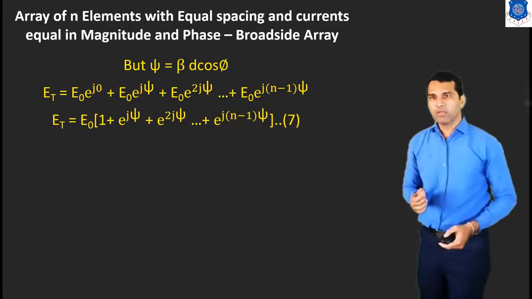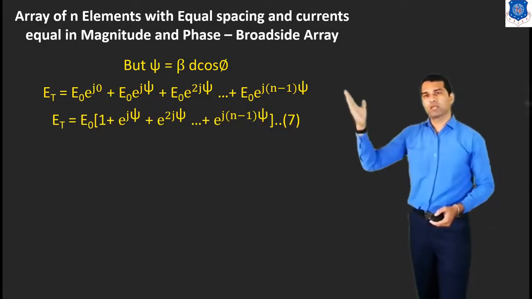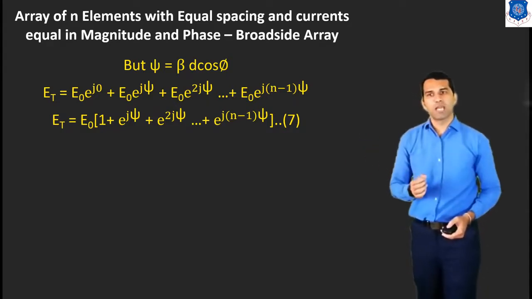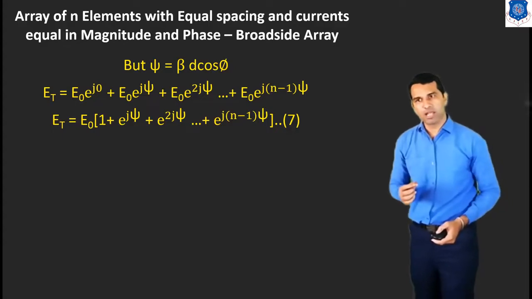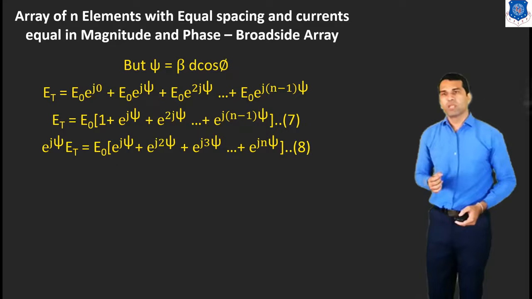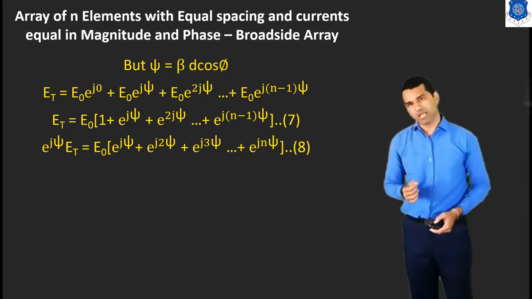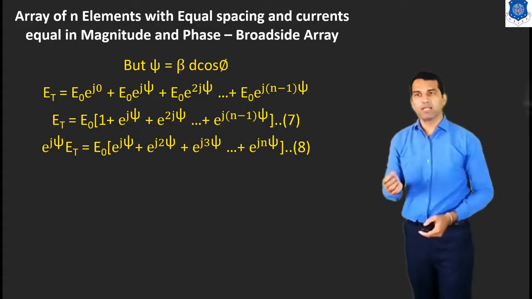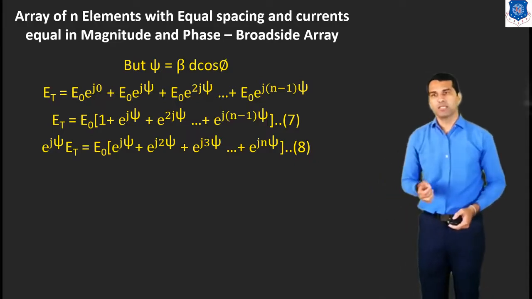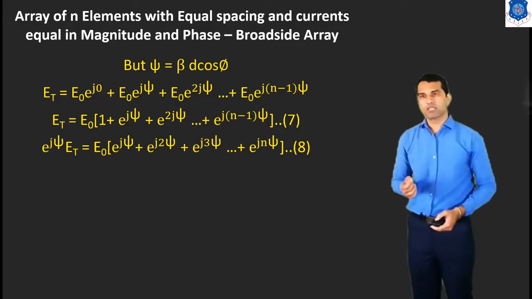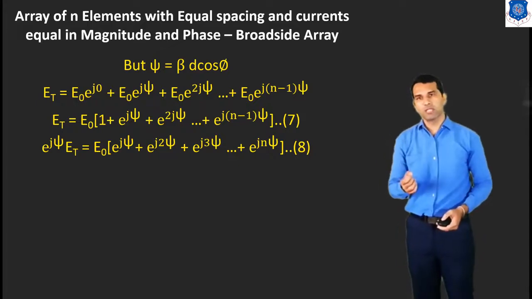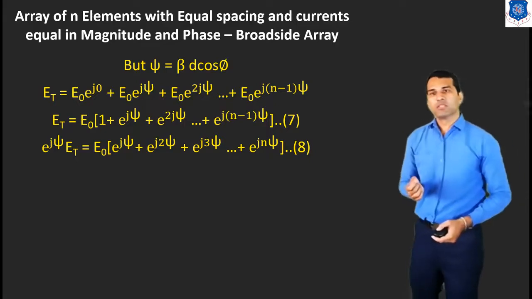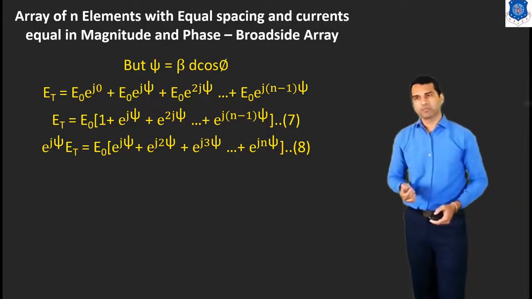Now we take E0 as common from this equation. So this equation becomes E0 times 1 plus e raised to j psi plus e raised to 2j psi plus up to e raised to j(n minus 1) psi. So now we multiply both sides by e raised to j psi. The equation becomes e raised to j psi times Et on the left-hand side, and on the right-hand side we can write E0, and instead of 1, e raised to j psi into e raised to j psi is nothing but e raised to 2j psi. So e raised to 2j psi plus e raised to j3 psi plus up to e raised to j n psi.